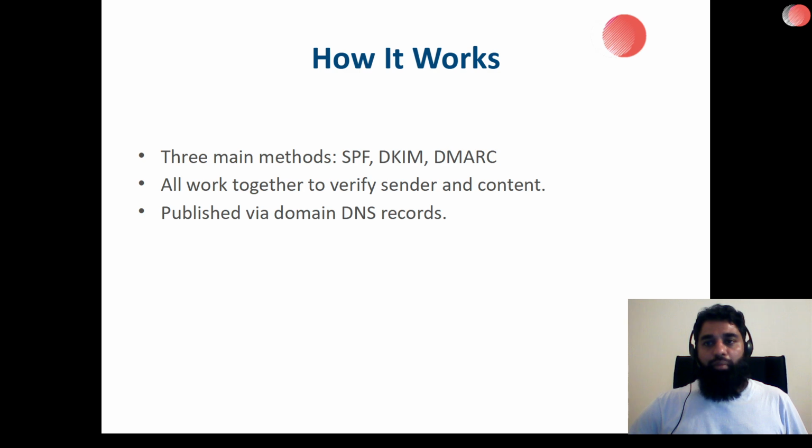There are three main technologies involved in email authentication: SPF, DKIM, and DMARC. Each plays a different role, but they work together to validate emails. They rely on public DNS records, like posting rules on a public notice board, so any receiver server can check them before accepting an email.